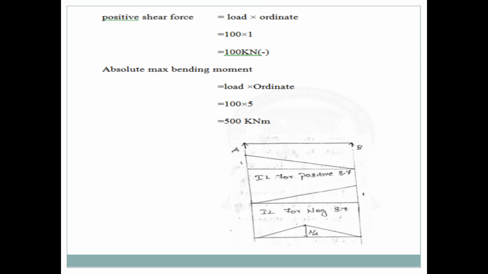For the influence line for positive shear force, we assume a unit force of 1 as RA, and for the influence line for negative shear force, RB is positive, so the unit force is 1. For bending moment, it is L by 4 at the mid span. So this is the influence line for this simply supported beam.